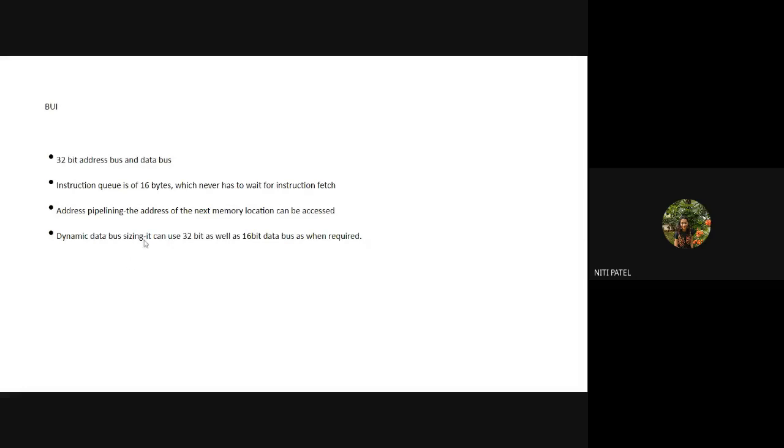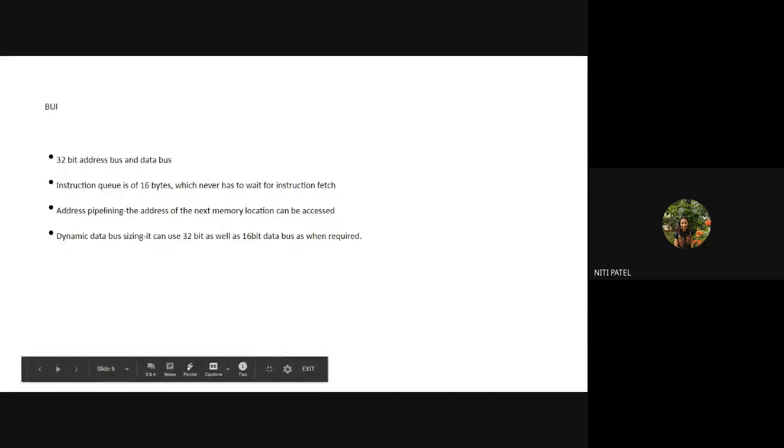Okay. So address pipelining, the address of the next memory location can be accessed. मतलब जो भी next instruction है उसका data can be accessed any time if that instruction is loaded. अगर instruction queue में है तो एड्रेस पाइपलाइनिंग होगा. अगर इंस्ट्रक्शन क्यू में इंस्ट्रक्शन नहीं है तो एड्रेस पाइपलाइनिंग नहीं होगा. And what does that address pipelining means? The CPU is selecting any instruction and starting the execution, but whenever the CPU is free.